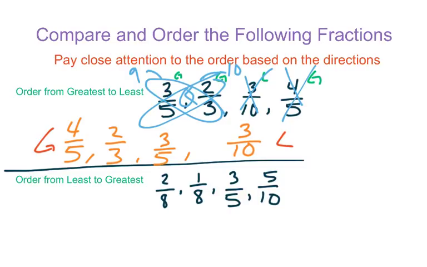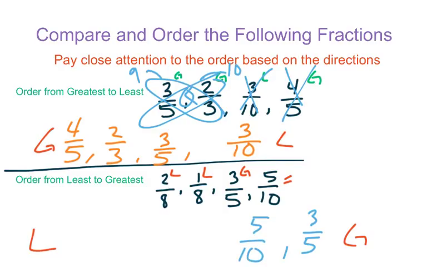This next set of fractions is asking us to order them from least to greatest, so I want to make sure I know that I'm ordering from least to greatest. I'm going to go ahead and start by comparing to a half. 5/10 is equal to a half. 3/5 is greater than a half. 1/8 is less, and 2/8 is less than a half. All right, so I already have my greatest fraction. My greatest fraction is 3/5. I already have my fraction that would come next because it's between greatest and least. That would be my 5/10.